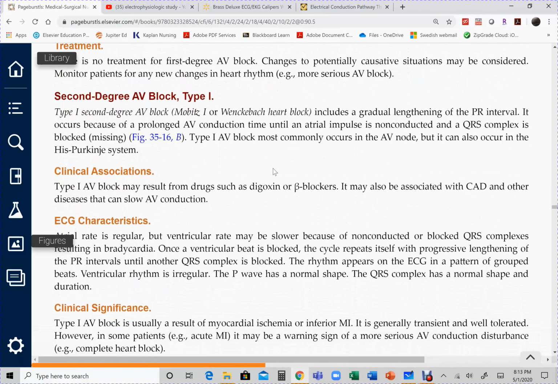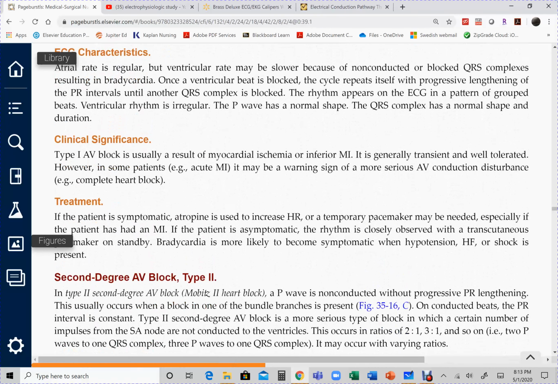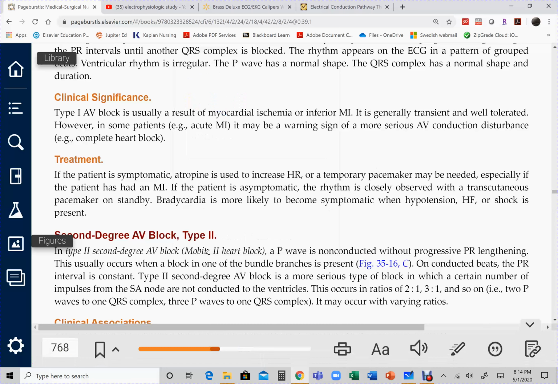Second degree, we just described it. There's type 1 or Mobitz 1, and then we have type 2, Mobitz 2. Same thing. If the patient already has symptoms, whether it's type 1 or 2, we give atropine. If it doesn't work, or it's sustained, then we can't keep giving atropine every hour. So we have to do something about it. We'll have to put a temporary pacemaker on the patient.